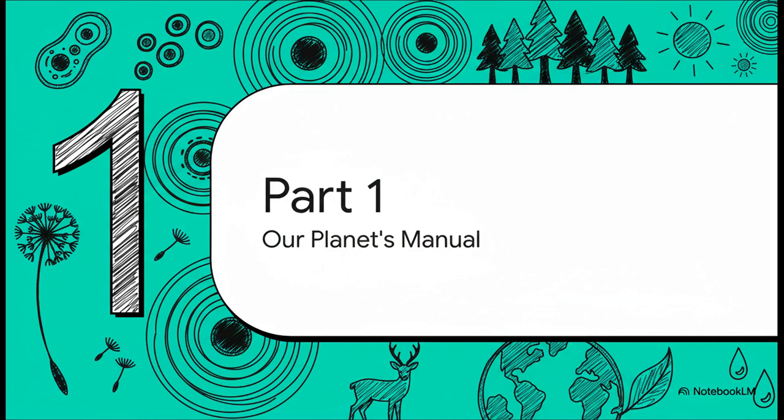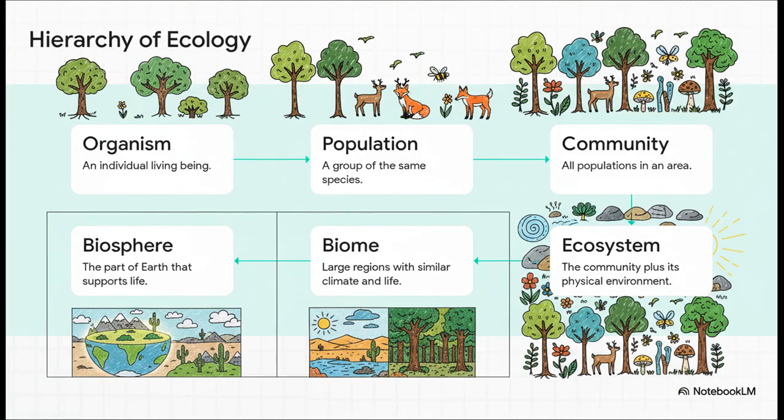To really get a handle on the whole system, we first need to see how it's all put together, from the tiniest living thing all the way up to the entire living world. You see, ecology is built in layers, kind of like a giant wedding cake. It all starts with a single organism. Let's say a single deer. A bunch of those deer living together, that's a population. Now add in all the other populations, the trees, the birds, the squirrels, even the fungi in the soil, and you've got yourself a community. Mix in the non-living stuff like the water and the rocks, and boom, you have an ecosystem. When you zoom way out, you get these huge regions called biomes, like a whole forest. And finally, put all of that together, and you get the biosphere, the sum total of all life on Earth.